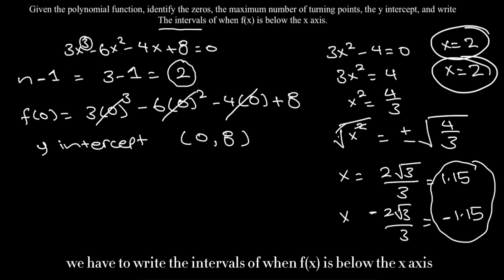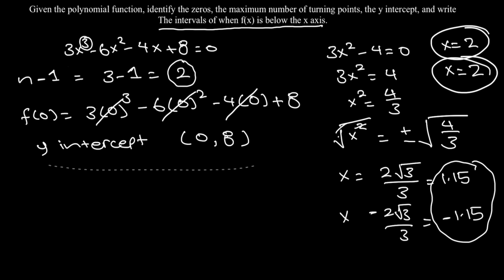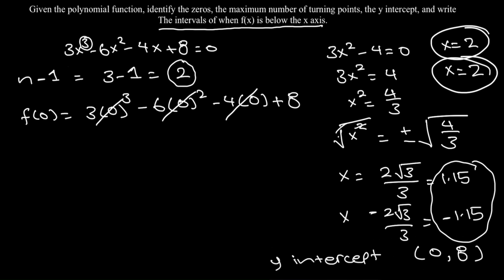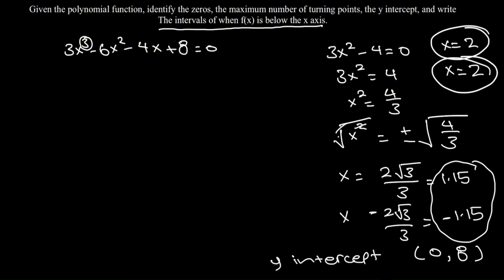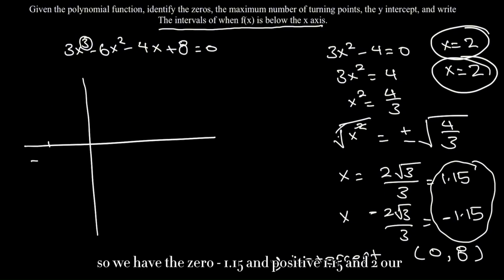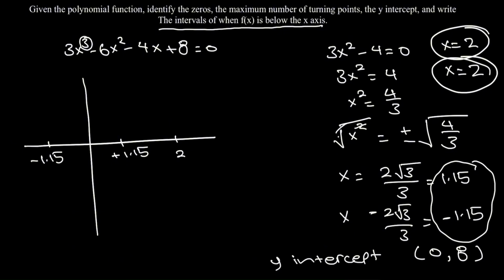And finally, we have to write the intervals of when f of x is below the x-axis. So we're going to have to draw our function. So we have the 0, negative 1.15 and positive 1.15 and 2. Our function will look like this.